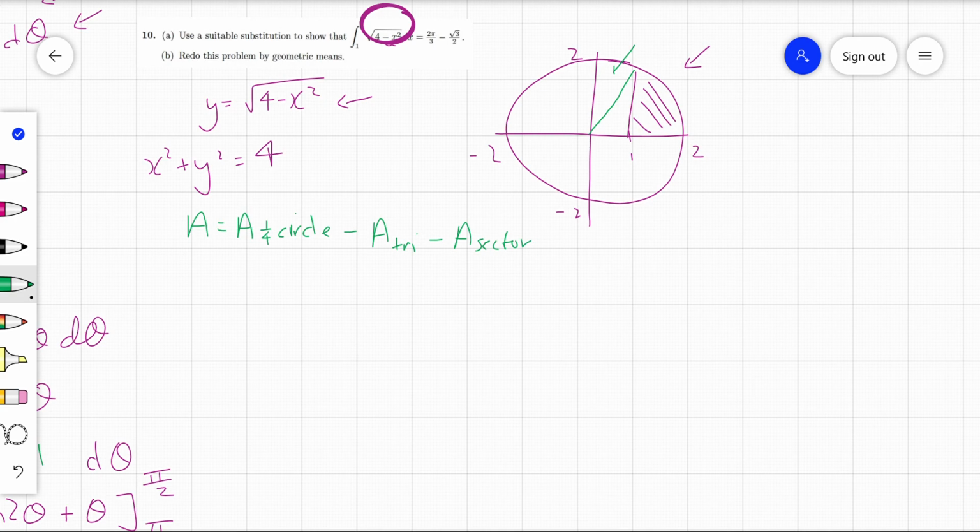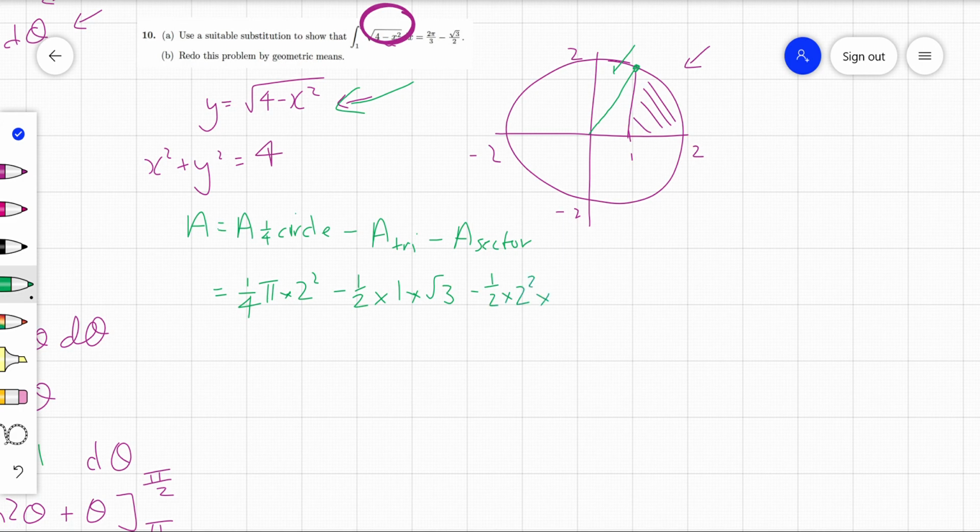All right, now how do we find those? Well, a quarter of a circle is a quarter of pi r squared, and the radius is 2, so this is pi 2 squared. All right, the triangle, of course, is half the base times the height, the base being 1. What's the height? Well, sub x equals 1 into the equation here to get the y value. And you'll, of course, get root 3. So let me put root 3 there. The area of a sector is half r squared theta, and the radius is 2.